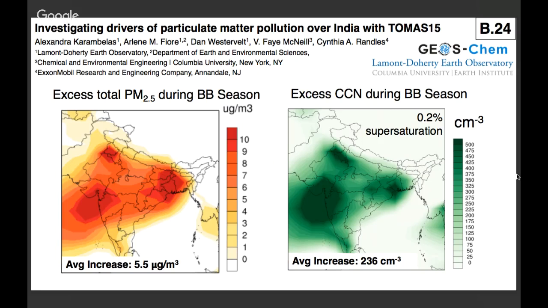For this project, we were interested in using TOMAS to understand differences in the aerosol microphysics on average and then seasonally. So here we're just showing the excess PM2.5 and excess CCN during the biomass burning season. So just trying to get a sense of what that means for total aerosol composition, how those change during the season, and what that means for climate impacts.